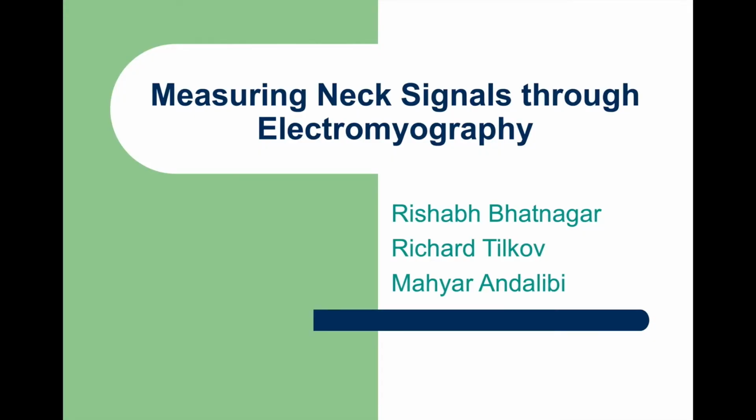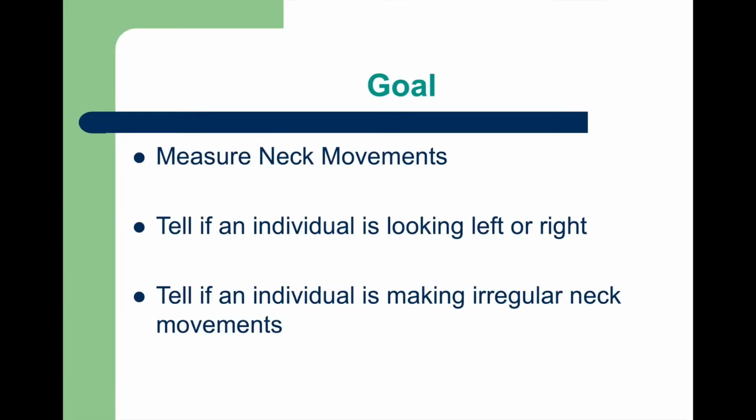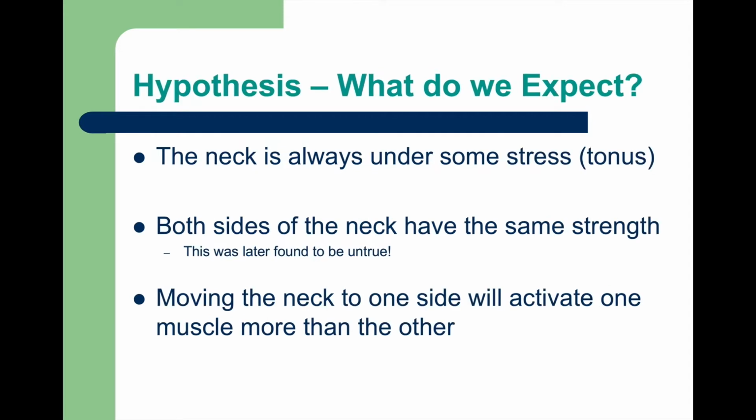Welcome to the explanation portion of this video. Our goal was to measure different neck movements using electromyography, such as looking left or right or different irregular neck movements. What do we expect? Well, we expect the neck to always be under some level of stress as it has to hold up the head. We expect both sides of the neck to have roughly the same strength, and we expect that when you either look left or right, for example, that one muscle will be activated and the other one will be deactivated or will be less stressed.